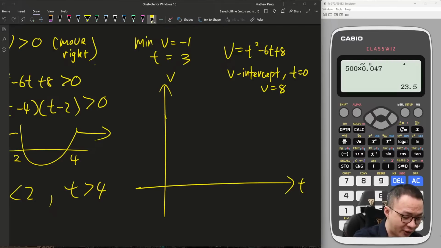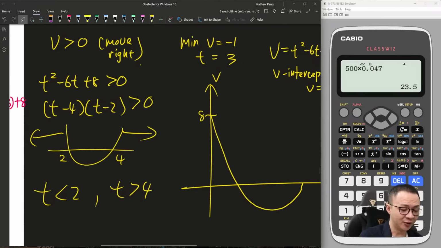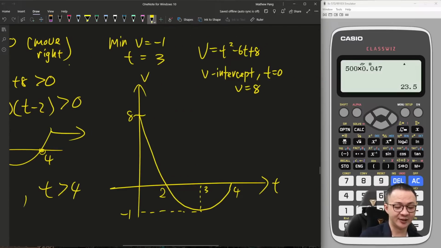Okay, how do I know everything right so fast? Because I have experience. Okay, so this one is 8, right? The intercept will start from 8, because just now, this one they intercept at 2 and 4. And then the turning point, which is 3, happens at -1. Done. So this is my velocity time graph.